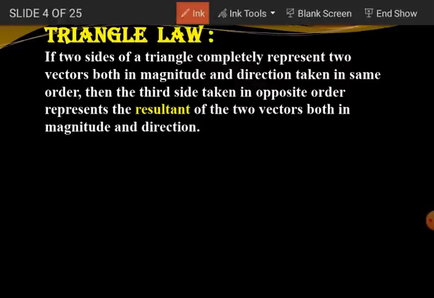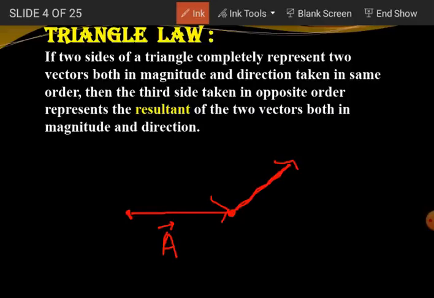What is meant by taken in order and taken in opposite order? Let me tell you. Suppose a vector is represented like this with an arrowhead. We call this initial point the tail of the vector, and this head of the arrow the head or terminal point of the vector. If another vector starts from the head, the terminal point, that means if the head of one vector is the initial point of another vector, then we call it two vectors taken in order.